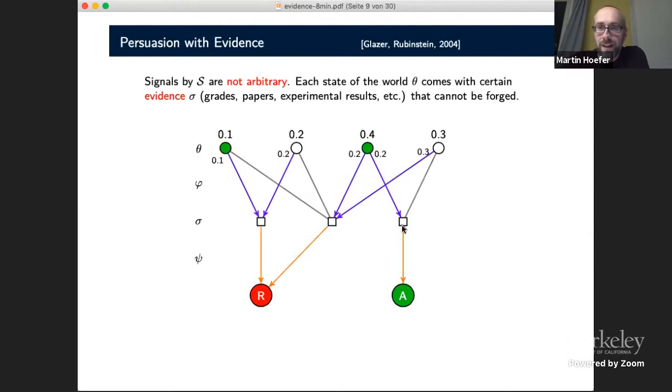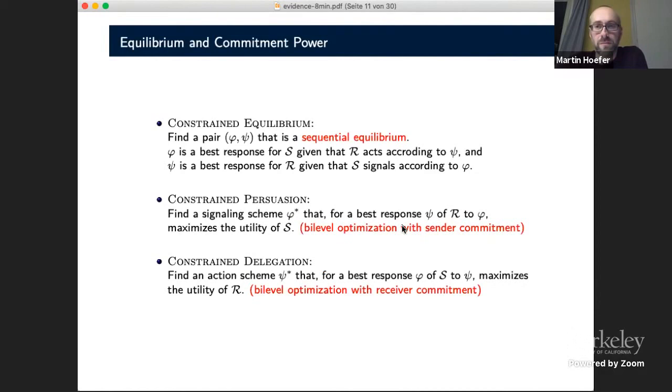And now you can play this again and see this is actually an equilibrium. Here the sender best responds to the action scheme of the receiver, and the receiver best responds to the signaling scheme of the sender. It's not the only equilibrium in this case. I encourage you to look at this. There are other equilibria, but this is one of the problems we study here: can we compute such an equilibrium? Constraint equilibrium, find a sequential equilibrium.